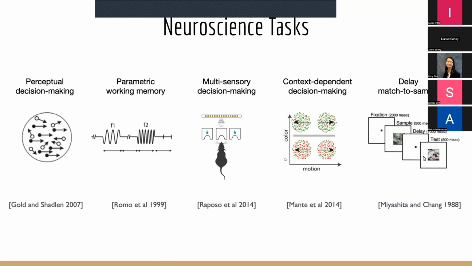And these are the two tasks. So you can think of them with multi-sensory decision making: you're interpreting the two inputs at the same time, together. And with context-dependent decision making, you have to figure out which input you want to pay attention to.